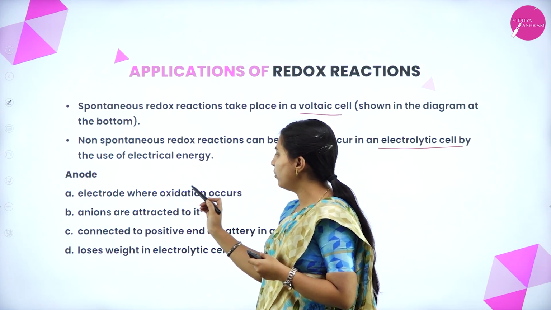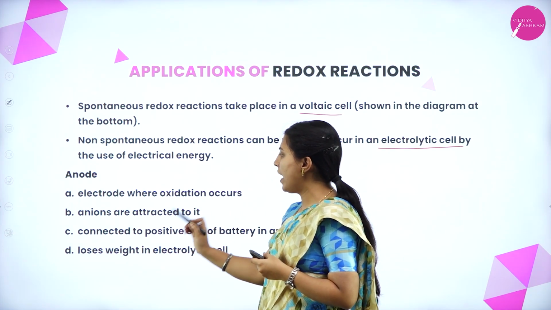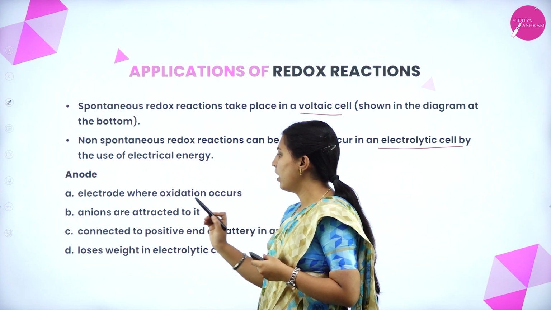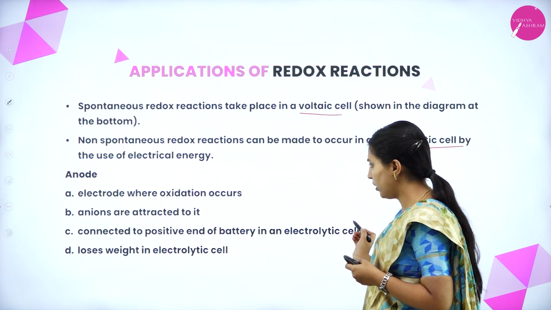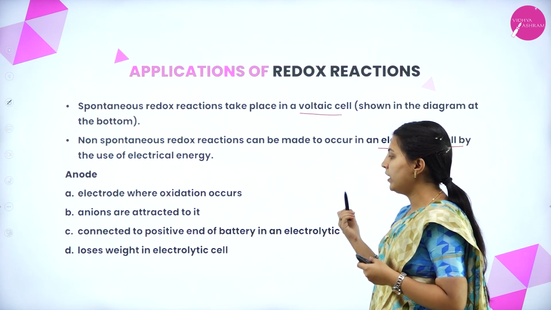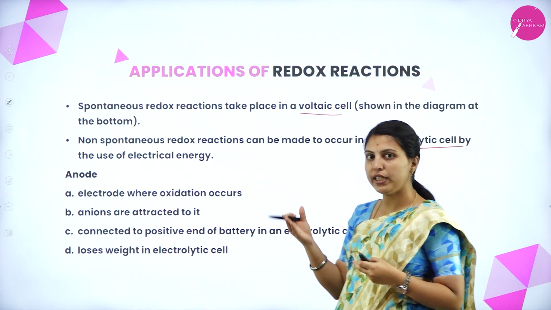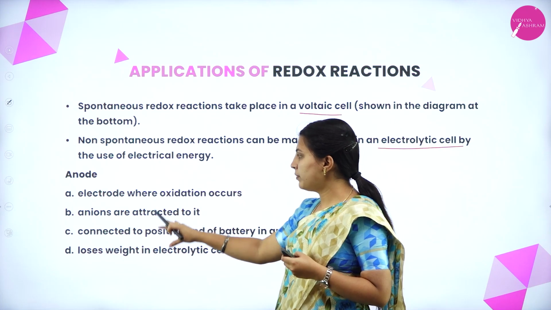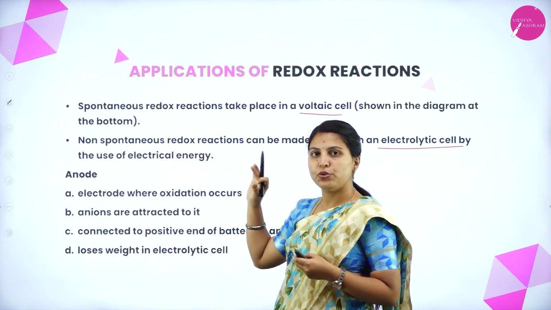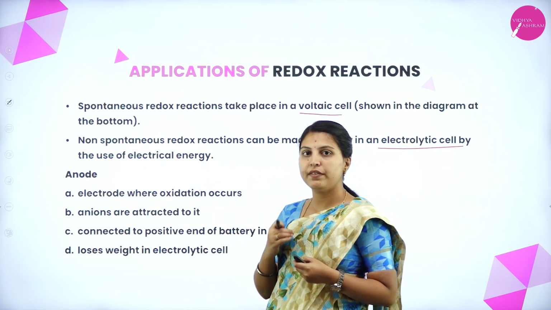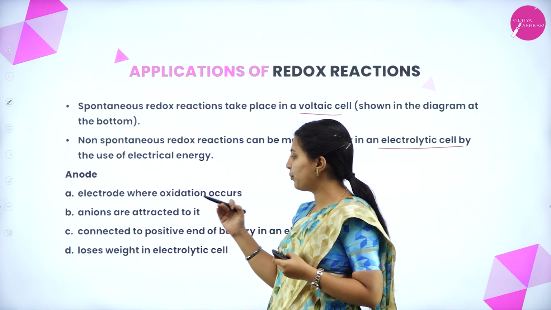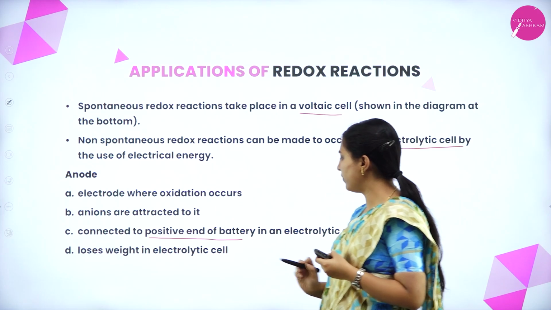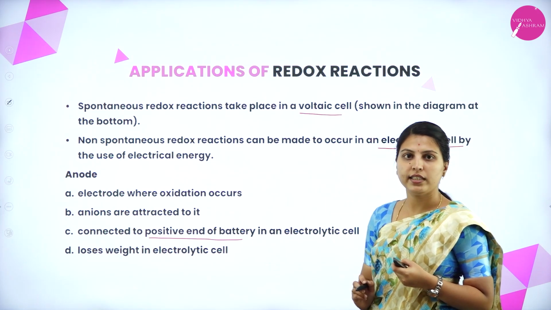Anode: the electrode where oxidation occurs. Anions are attracted to it. It is connected to the positive end of the battery in an electrolytic cell, and it loses weight in an electrolytic cell. Usually in electrochemical cells, you should know these anode properties, because whenever you are setting up the apparatus, you should know that the anode should be connected to the positive end of the battery in an electrolytic cell.